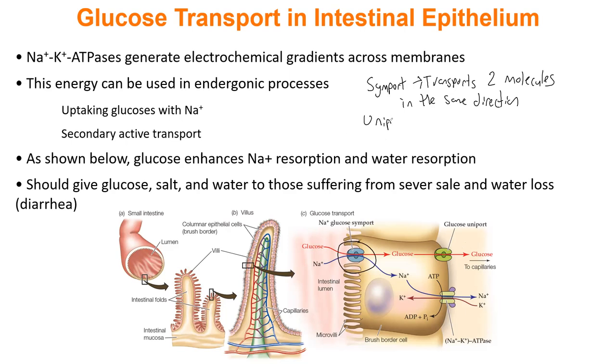So a uniport transports one molecule. However, since our glucose is leaving, we still imported this sodium. And if we didn't get rid of this sodium, then this symport would break down because you would have too much sodium. It would actually work in reverse, where it would start pumping out sodium and glucose, which is not good. You don't want to pump glucose back into the intestine. So we need to get rid of this sodium.